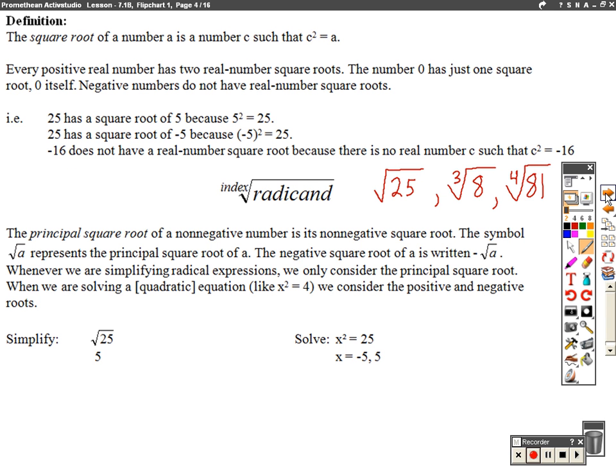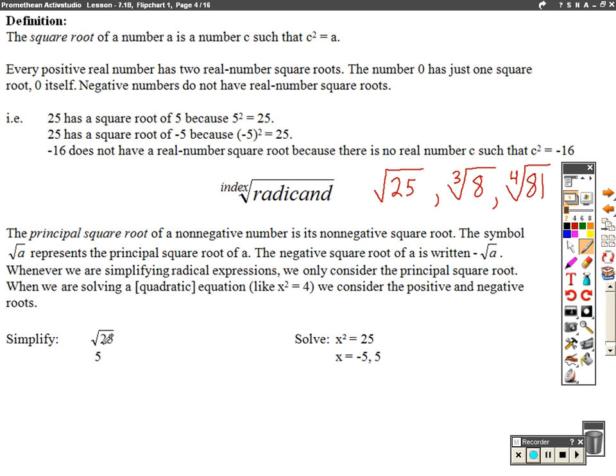Okay, there's a lot I want to explain here about square roots. You may have had some misconceptions about what you think about it, so I just want to clear those up right now. The definition of a square root: the square root of a number A is a number C such that when you multiply C by itself, you get A. So for instance, the square root of 25 ends up being 5 because 5 times 5 gives you 25.